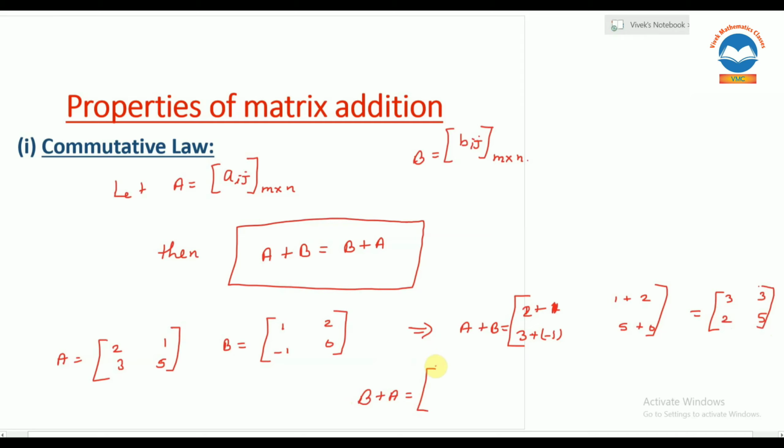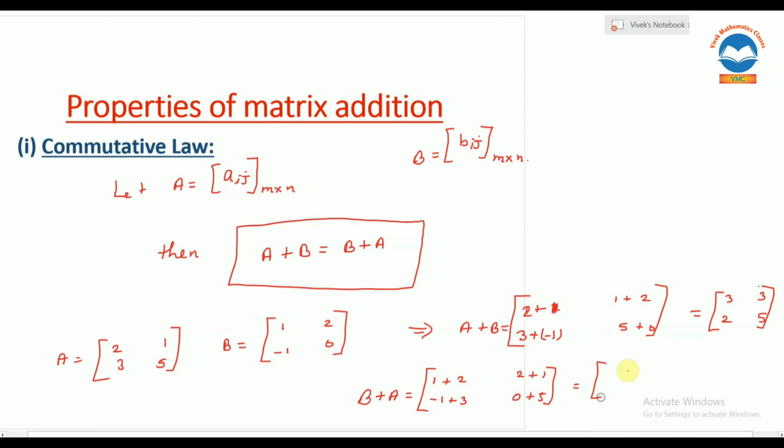It means first I will write the elements of B, then A. So this will be 1 plus 2. Here you will get 2 plus 1. And here what will you get? Minus 1 plus 3. And next will be 0 plus 5. Even then you will get the same.